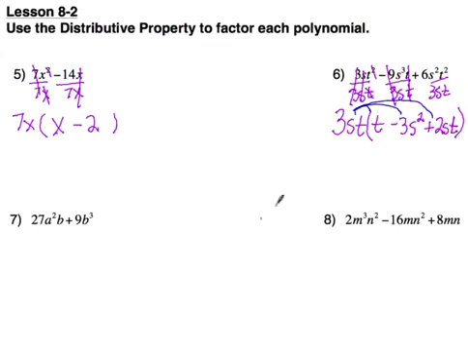If you do, then you're correct. If you don't, double check your work on your division. Okay, number 7. My GCF between 27 and 9 is 9.